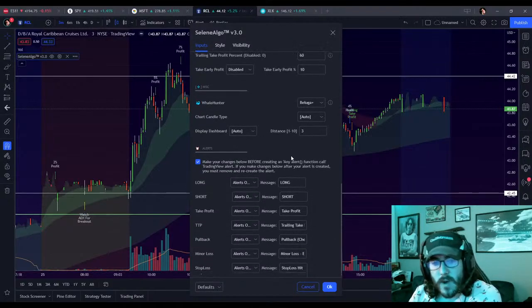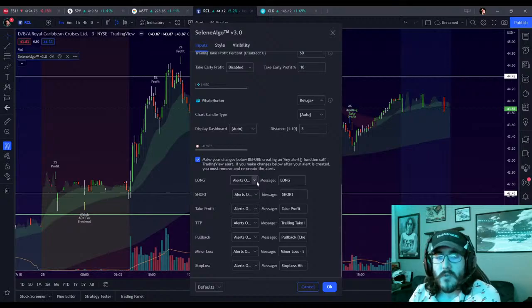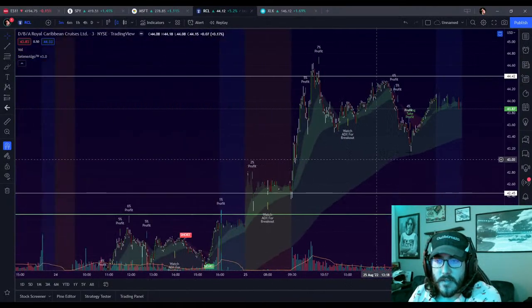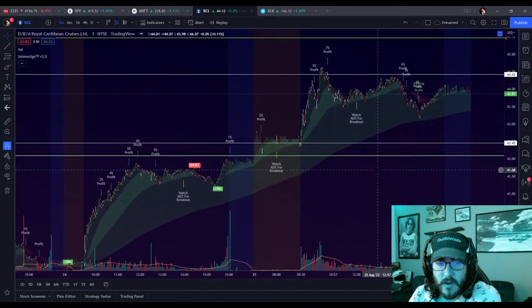Within alerts as well, you also have the ability to have Selene send you alerts on TradingView, through TradingView, for long, short, take profit, all of these, stop loss as well. All of these, you can have it throw alerts, which can ding your phone, email.